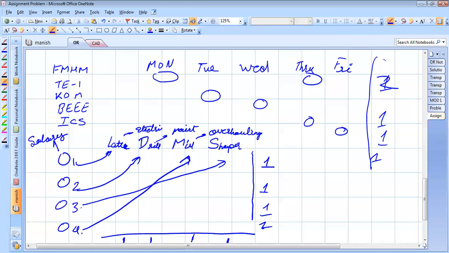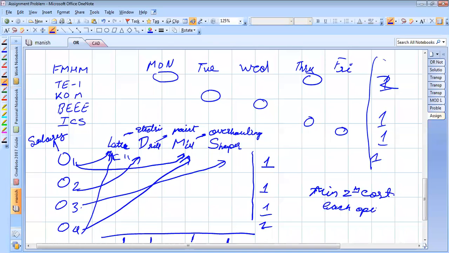Or operator 4 can also be given lathe and operator 1 can also be given mill. That can also be one case. So what we need to do is make a cost matrix, then there will be certain cost associated with them, C11, C12 and so on. So we have to minimize this cost, so that each operator is assigned to a machine.